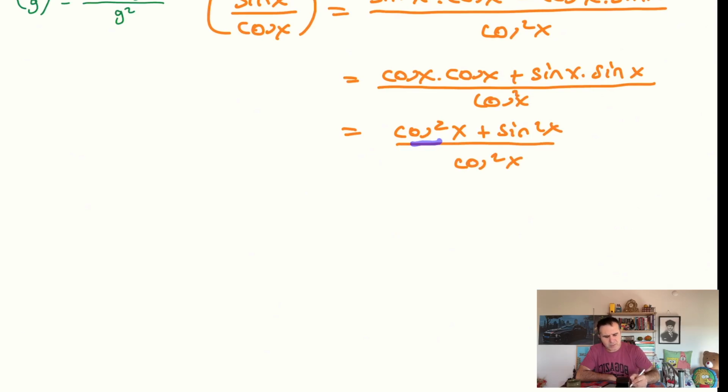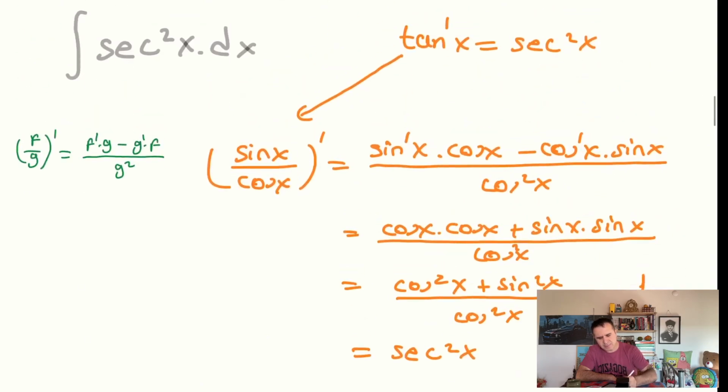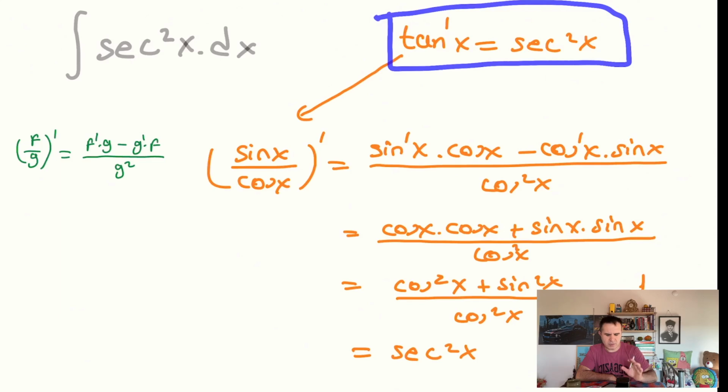Cosine square of x and sine square of x, when we add them, we know that they will be equal to 1, and this will be equal to 1 over cosine square of x. And we know that 1 over cosine x is secant x. So 1 over cosine square of x is equal to secant square of x. Then this means that the derivative of tangent x is equal to secant square of x.